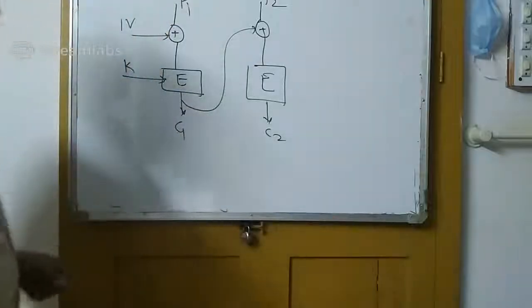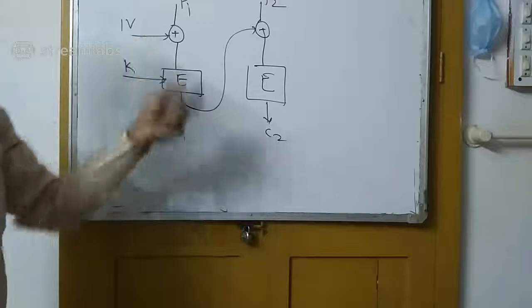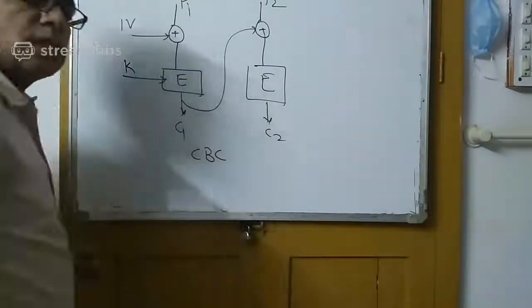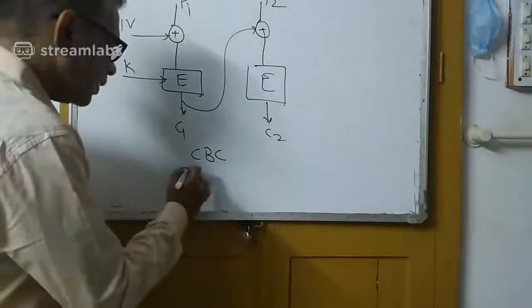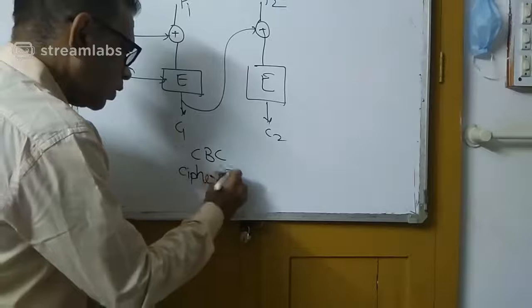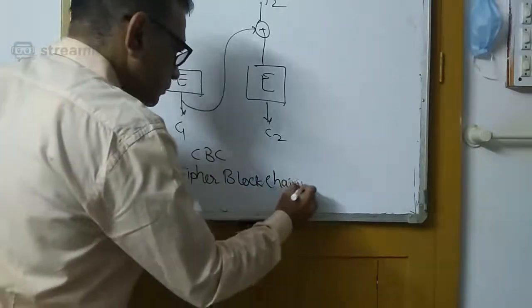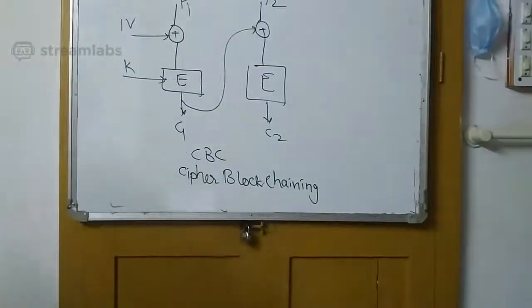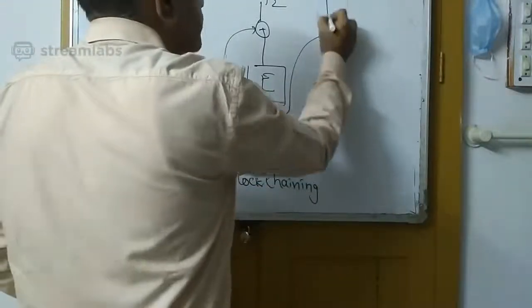Now you eliminate the problem you noticed in ECB mode. This we call CBC mode, cipher block chaining. Yes, so this is CBC mode. I hope it is clear. Any doubt regarding this? So like this, you continue with every block.